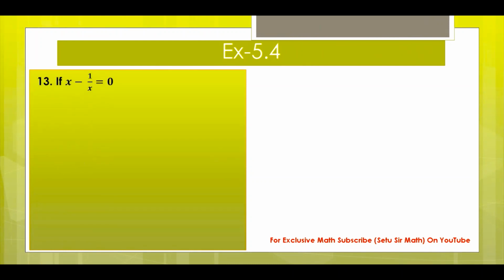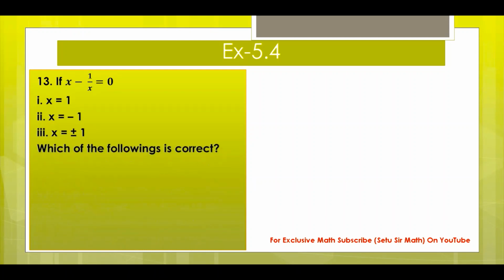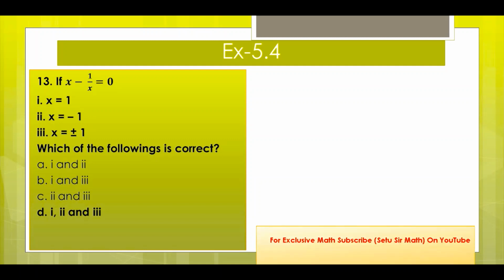So number 13, if x minus 1 by x equals to 0, then x equals to 1, x equals to minus 1, x equals to plus minus 1. Which of the following is correct? These are the options, and 1, 2, 3 is our desired answer. Let's see the explanation.